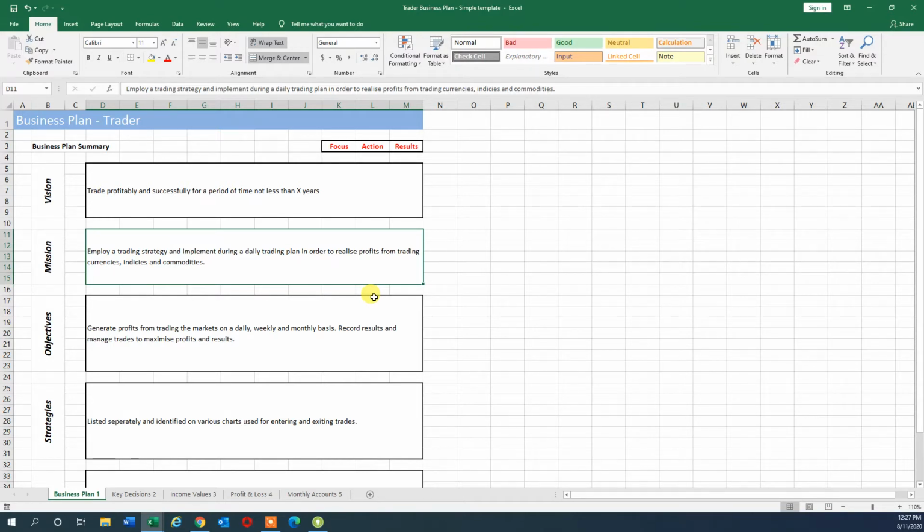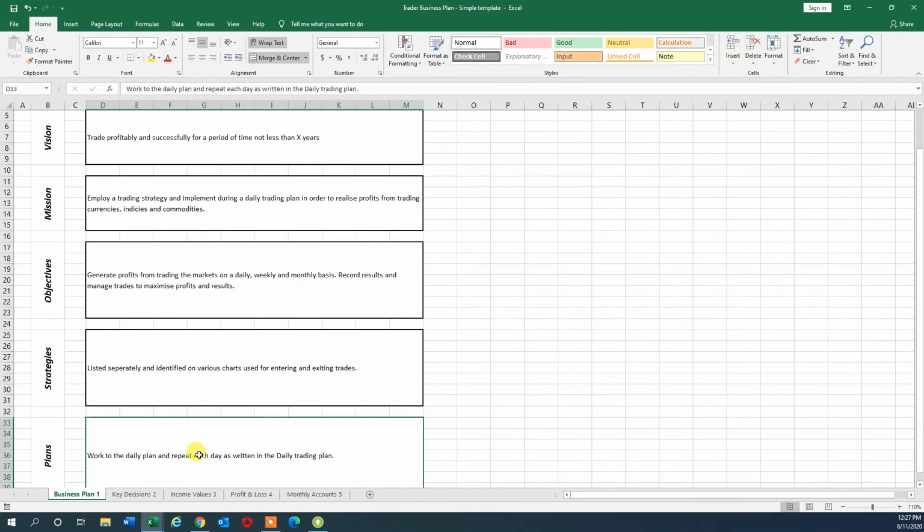In order to realize profits from trading currencies, indices, commodities, equities, whatever you like. I have a good idea on equities coming up, lads. Your objective is to generate profits from trading the markets on a daily and weekly basis, and carry on, record results, keep a journal basically. Strategies are listed separately, as you well know they are, and some of them are well written up. Those that aren't are well prepared and covered in our YouTube channel.